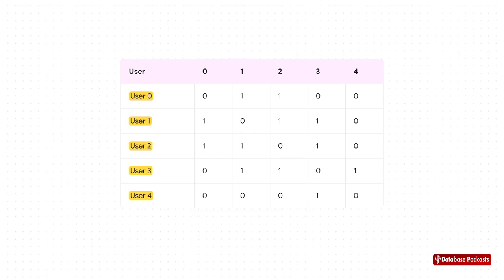It's a really clever way to represent a network, like friendships on a social media site. So think of each row and each column as a different user. If the number where a row and column cross is a 1, it means they're friends. If it's a 0, they're not. So you can see right away user 0 is friends with user 1 and user 2.